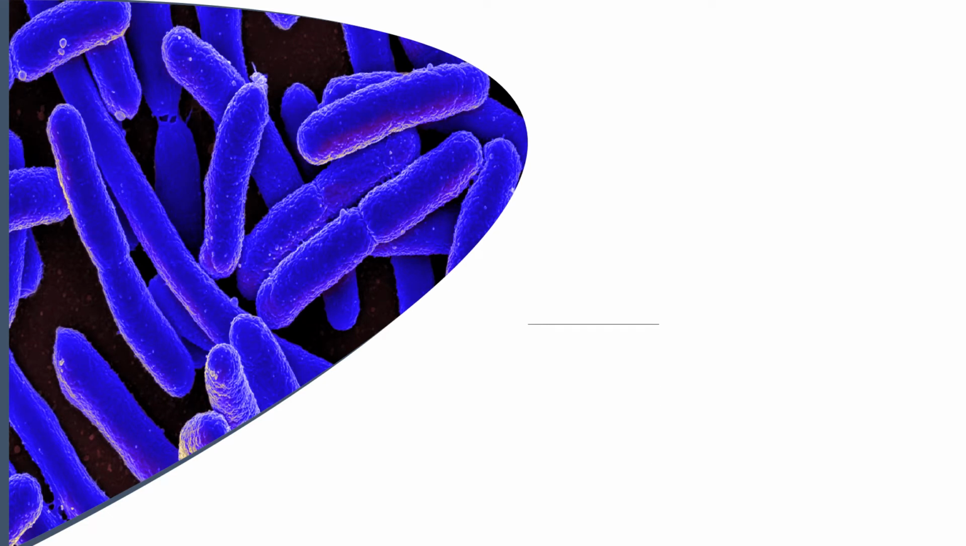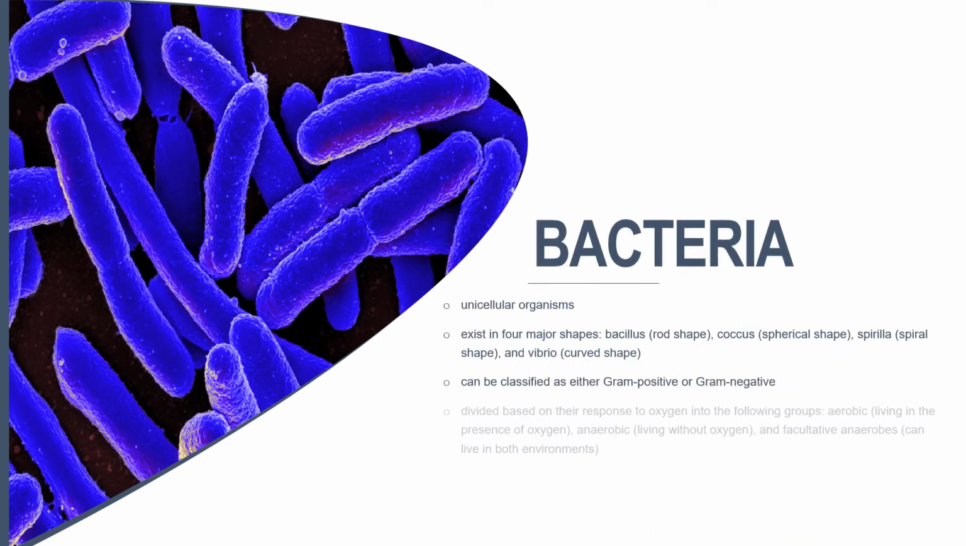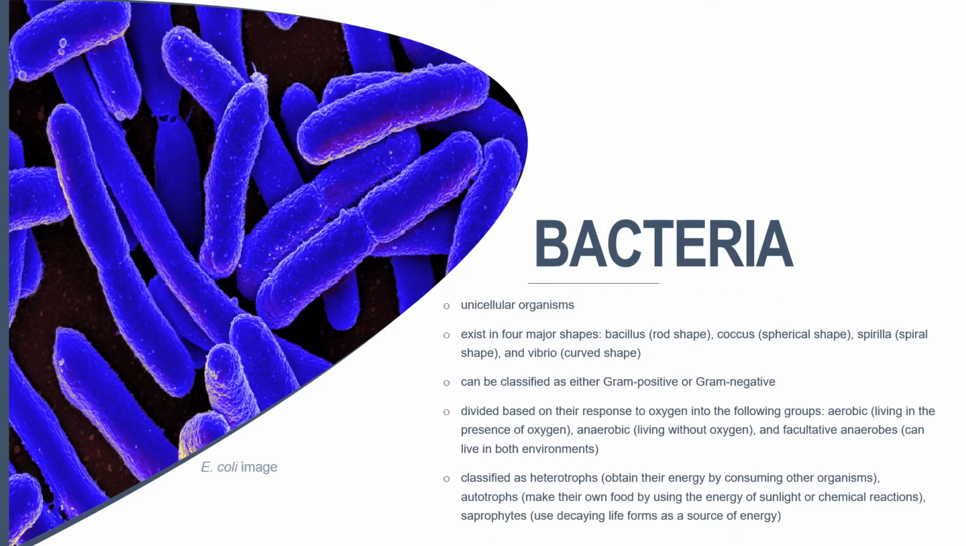Let's start with bacteria. I'm pretty sure many of you have heard the word bacteria. Bacteria are unicellular organisms. A bacteria consists of a single cell. This means all life processes such as reproduction, feeding, and excretion occur in one cell. Bacteria exist in 4 major shapes. We have the bacillus, the rod shape, coccus, spherical shape, spirilla, spiral shape, and vibrio, curved shape.